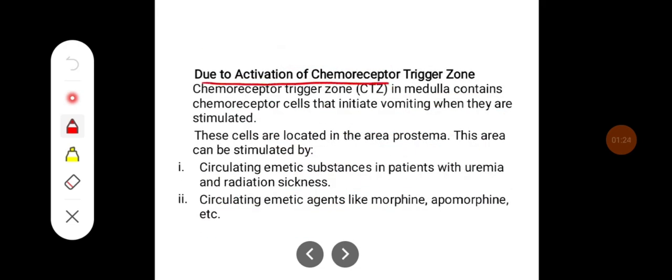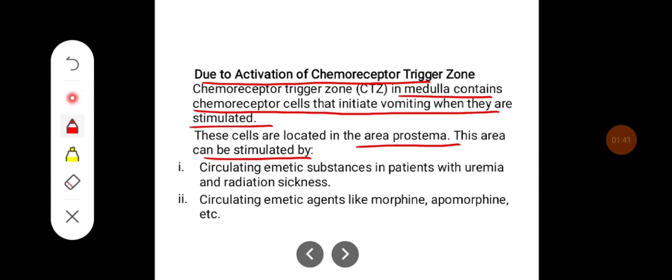The second one is due to the activation of the chemoreceptor trigger zone. The chemoreceptor trigger zone, CTZ, is present in the medulla and contains chemoreceptor cells that initiate vomiting when they are stimulated. These cells are located in the area postrema. This area can be stimulated by circulating emetic substances in patients with uremia and radiation sickness, and by circulating emetic agents like morphine, apomorphine, etc.